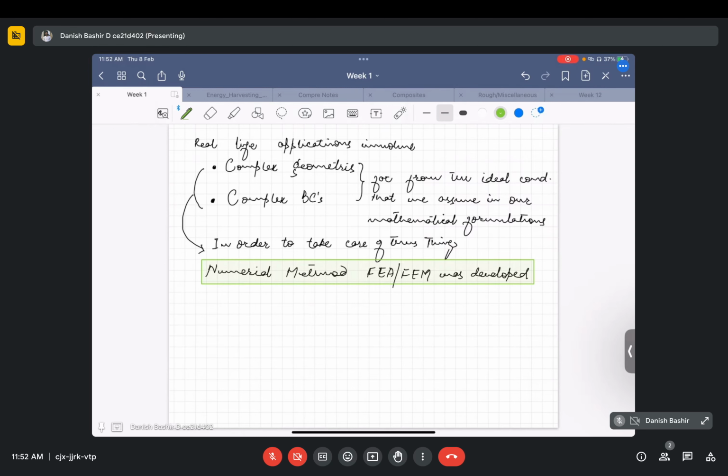So I will write it down here for you: FEM is superior to other numerical methods because, first, its versatility in handling arbitrary domains.